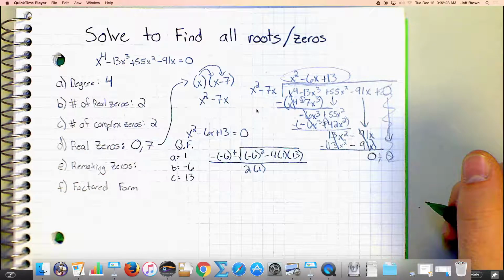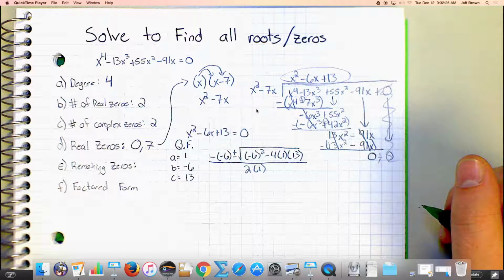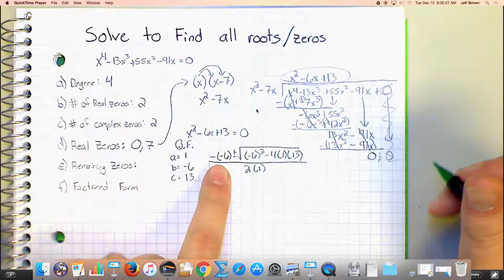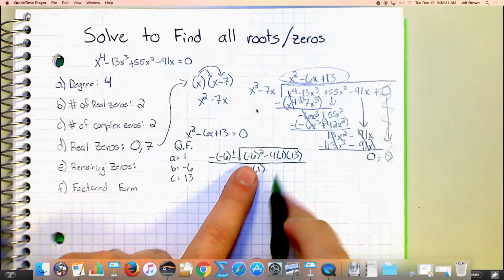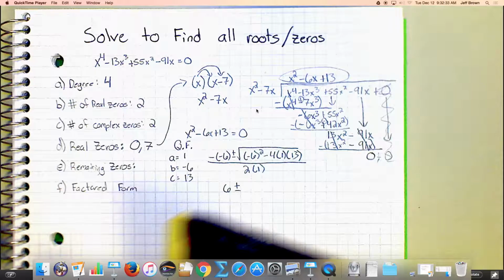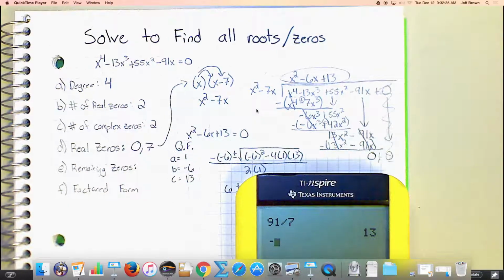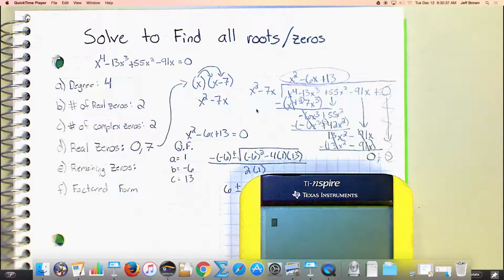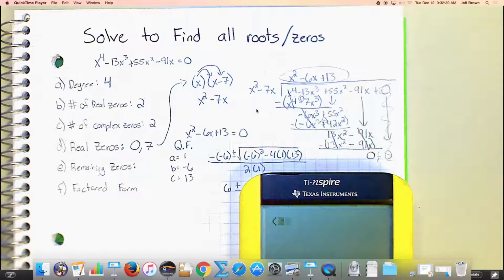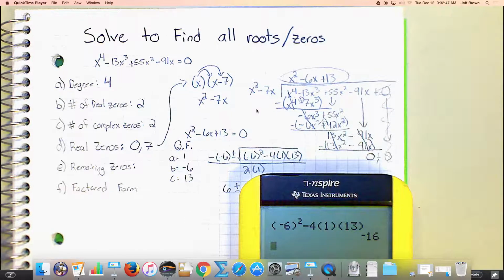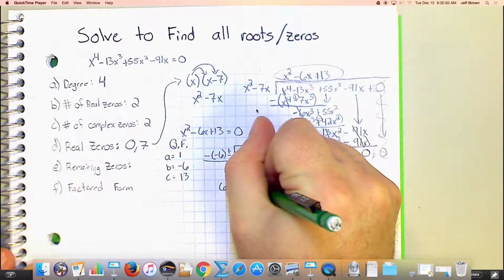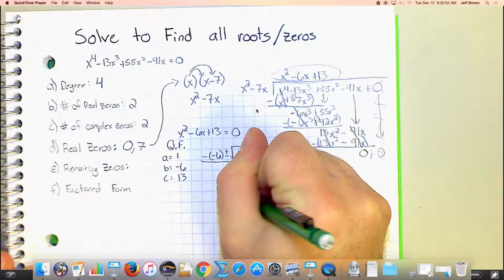Okay, now we're ready to simplify that one again as well. So a negative 6 just becomes a 6, plus or minus, and I'm going to type this whole bottom portion into my calculator. I'm just going to do this down below so you can see it here. I'm going to take the negative 6, square it, and subtract from that 4 times 1 times 13. Type the whole thing in, and it gives me a negative 16. So that tells me I still have the square root of a negative 16 over 2 times 1, which is just 2.